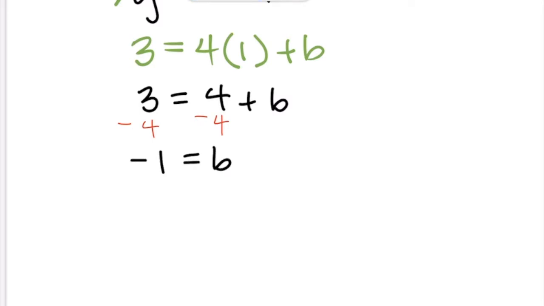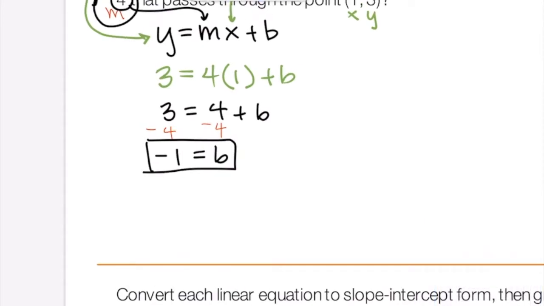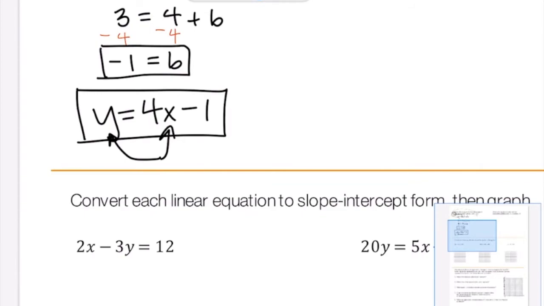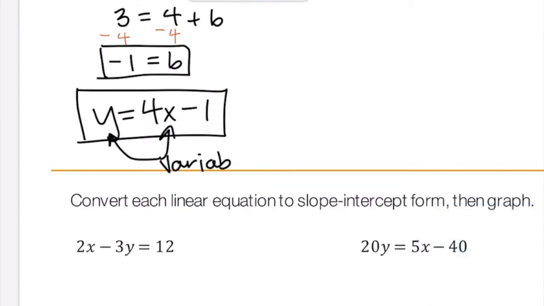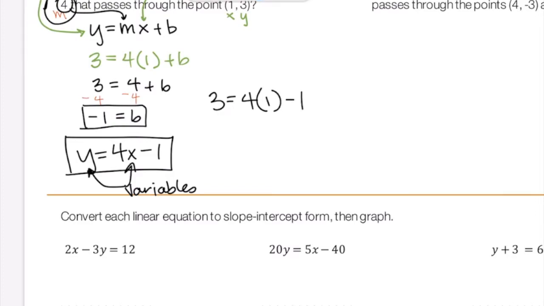Now we have the b value, and we have the m value. We can write the equation. So y is equal to m is 4x, and then plus b, so it's plus a negative 1, so we can just say minus 1. I want you to notice at the end, you want to make sure your x and your y are variables again. I always have students every year that would give me 3 is equal to 4 times 1 minus 1. That's a true statement, but this is not slope-intercept form. This is slope-intercept form where you have an x and a y.